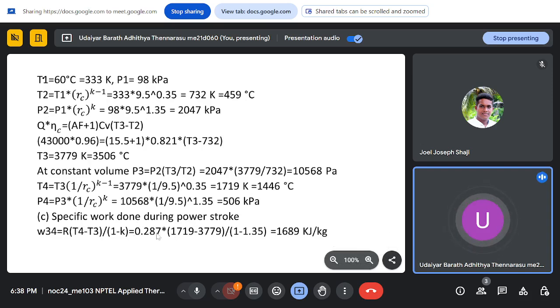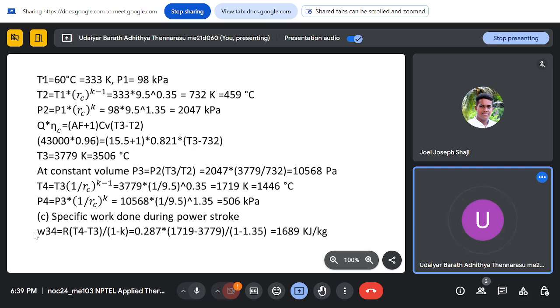So specific work done here is work done divided by mass of air plus fuel. So if you see, work done for an adiabatic process will be m dot R (T2 minus T1) divided by gamma minus 1. Or sorry, 1 minus gamma, (T1 minus T2) over gamma minus 1. Or we can write it in terms of pressure, (P1 V1 minus P2 V2) by gamma minus 1.